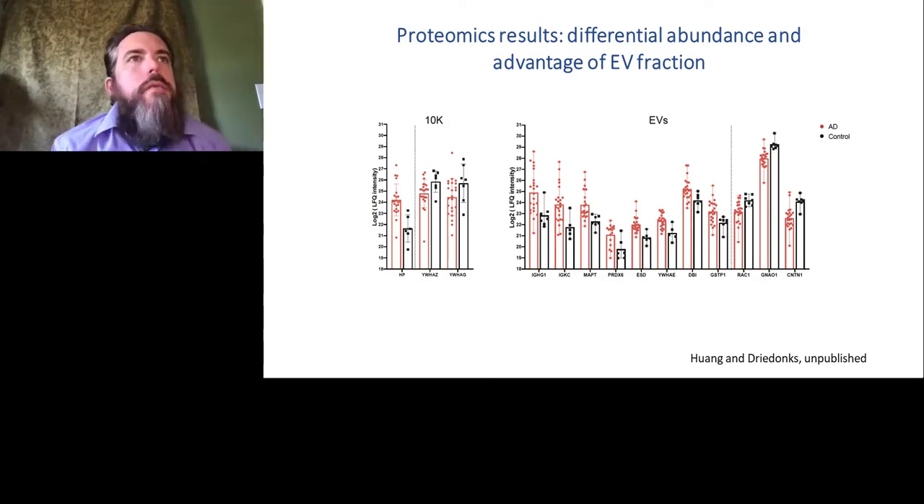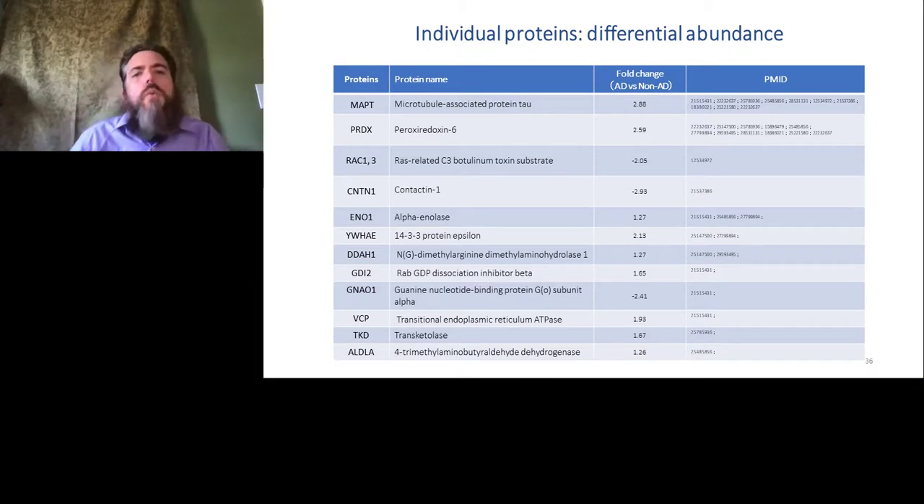And what about individual proteins? Well, here we found as well that if we looked at the rather impure fraction, the early fraction, the 10K fraction, and compared it with the EV fraction, the EV fraction had many more significantly different proteins in it, and thus is the more diagnostically advantageous.